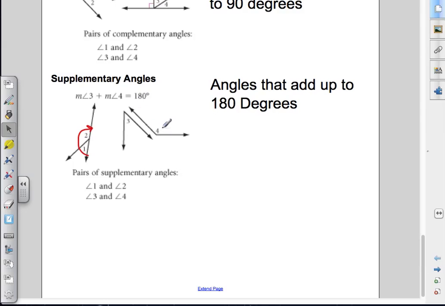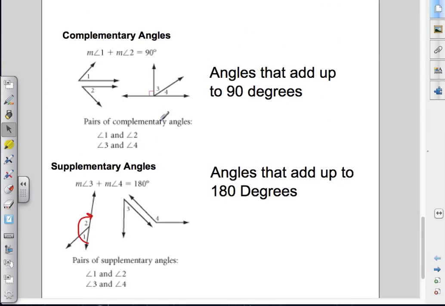Now, one way that you can remember it, if you have a little bit of trouble: notice that the number 90 is smaller than the number 180. Well, the letter C is a smaller letter than the letter S because it comes first in the alphabet. So 90 goes with the smaller letter, C, and 180 goes with the bigger letter, S, later on in the alphabet.